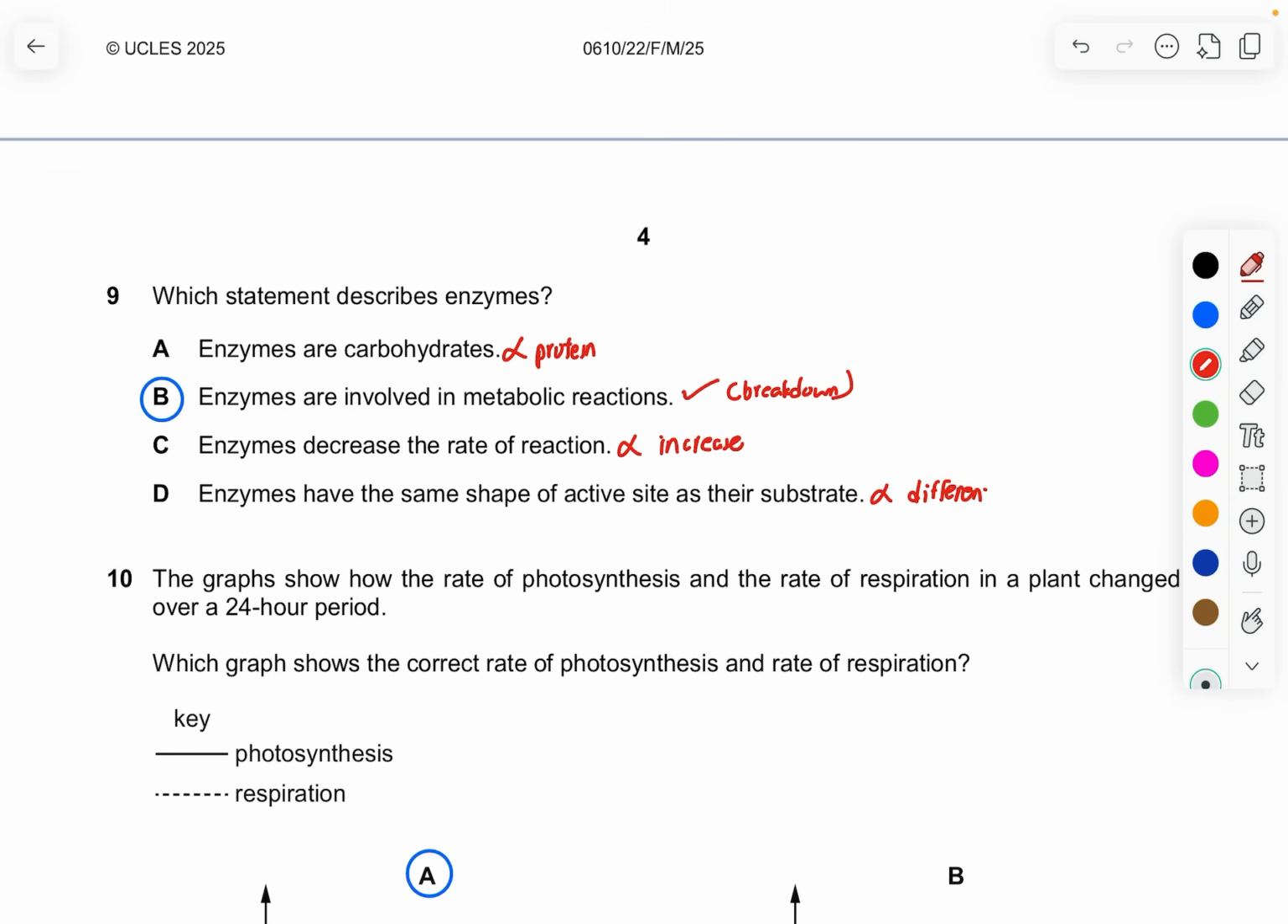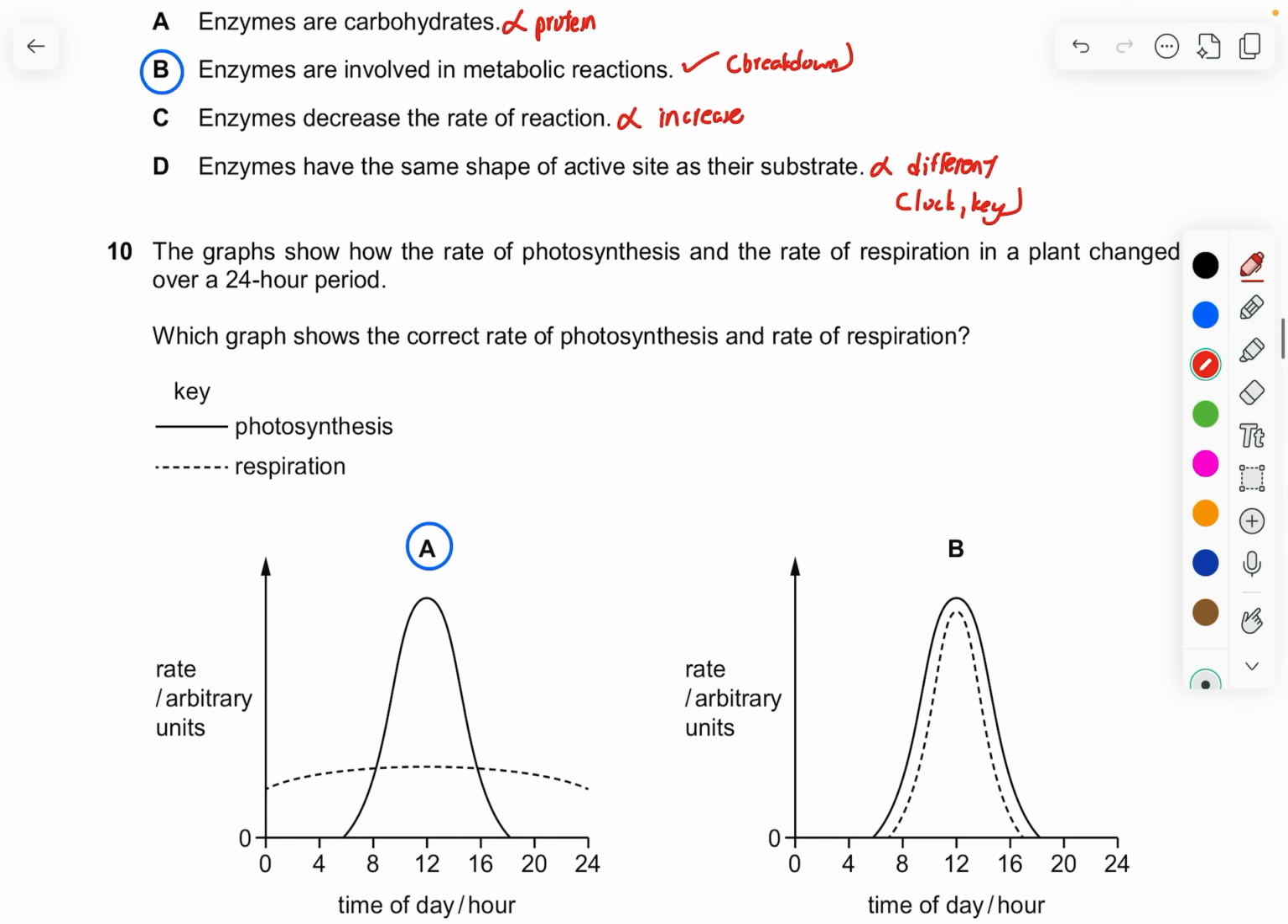Remember, it's always a lock and key. Lock and key do not have the same design, but their design is complementary, meaning they can fit to each other. Nice, 100%. Question 10.